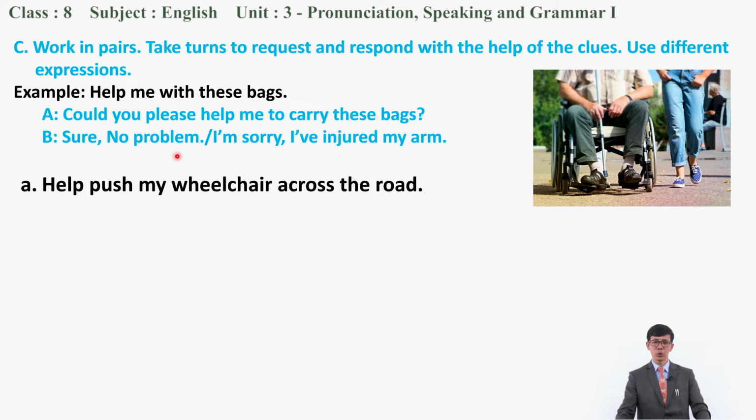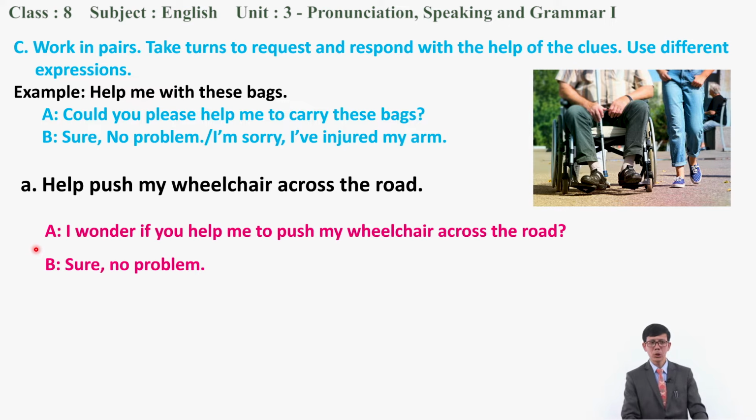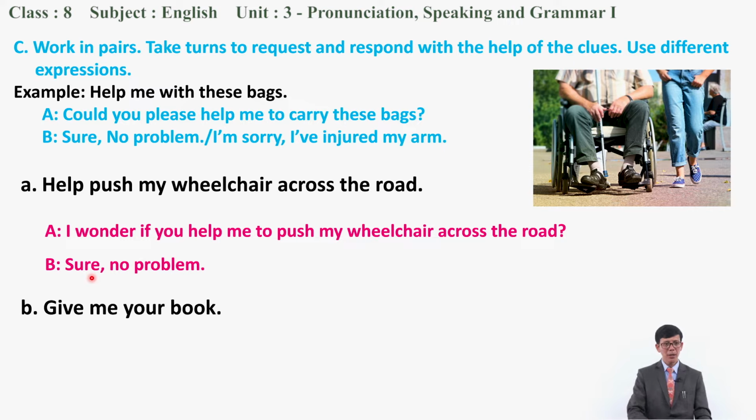Now let's look at the situation firstly. Okay, look at the first situation. Help push my wheelchair across the road. Okay, this is the situation. Look at him. He is not able to cross the road with his wheelchair. So then he has to ask for help to cross the road. Okay, so then how does he ask the question? Have you also tried? Good. Look at here. I wonder if you could help me to push my wheelchair across the road. Okay, and what will another person reply? Sure, no problem. This is the way that you can make a polite request and the response. Let's look at another situation.